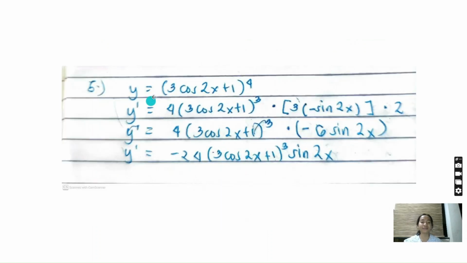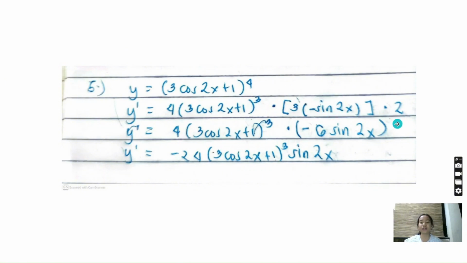Now to move forward, our function is given y equals (3 cos 2x plus 1) to the fourth. So applying the power rule, we just multiply 4 in this expression. So the 4 now is here, and then 4 minus 1, that's 3. So 4 times the quantity of 3 cos 2x plus 1 to the third times 3 times negative sine 2x, since the derivative of cos 2x plus 1 is negative sine 2x, that is why it became negative sine 2x here.